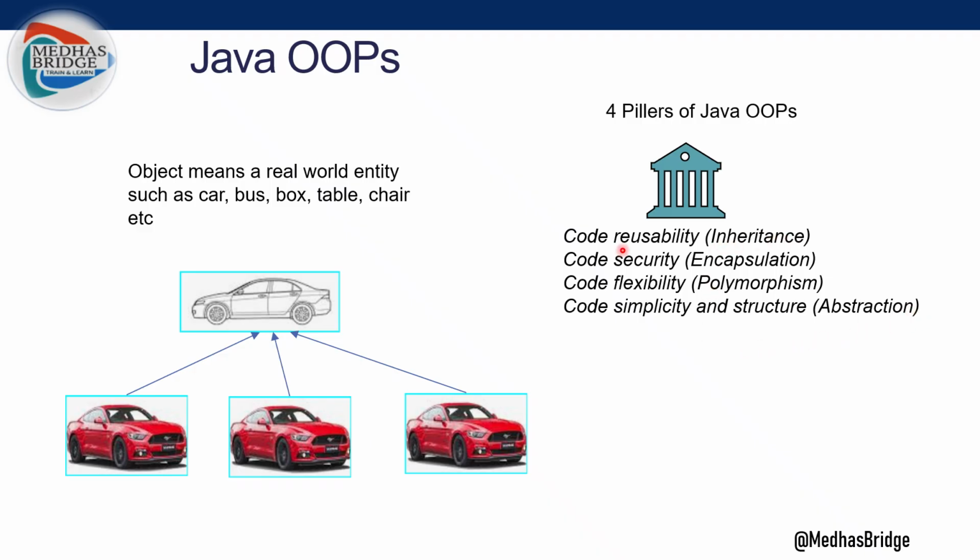Inheritance is for code reusability, encapsulation is for code security, polymorphism is for code flexibility, abstraction is for code simplicity and structure. Using these four pillars, we achieve code reusability, code security, code flexibility, and code simplicity and structure.